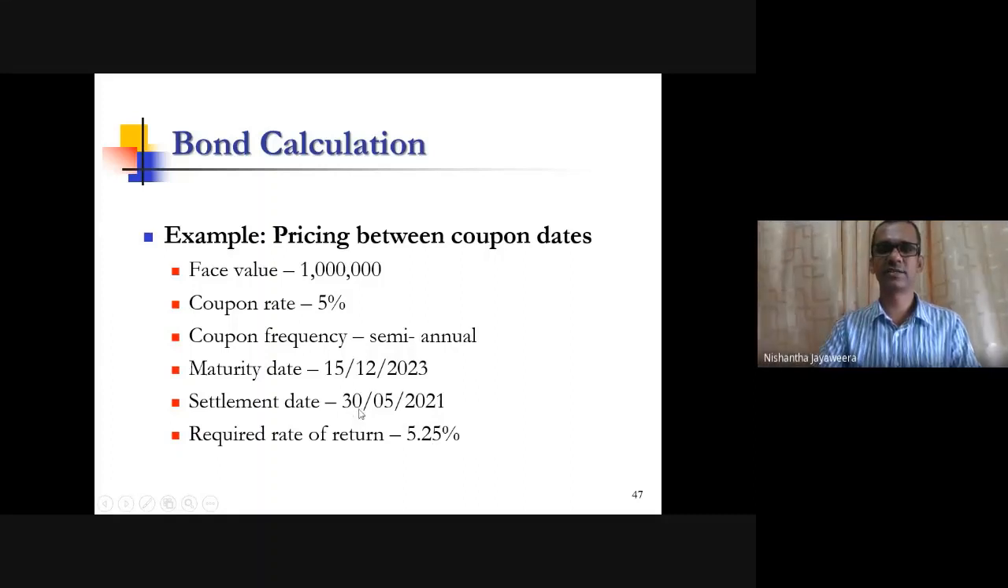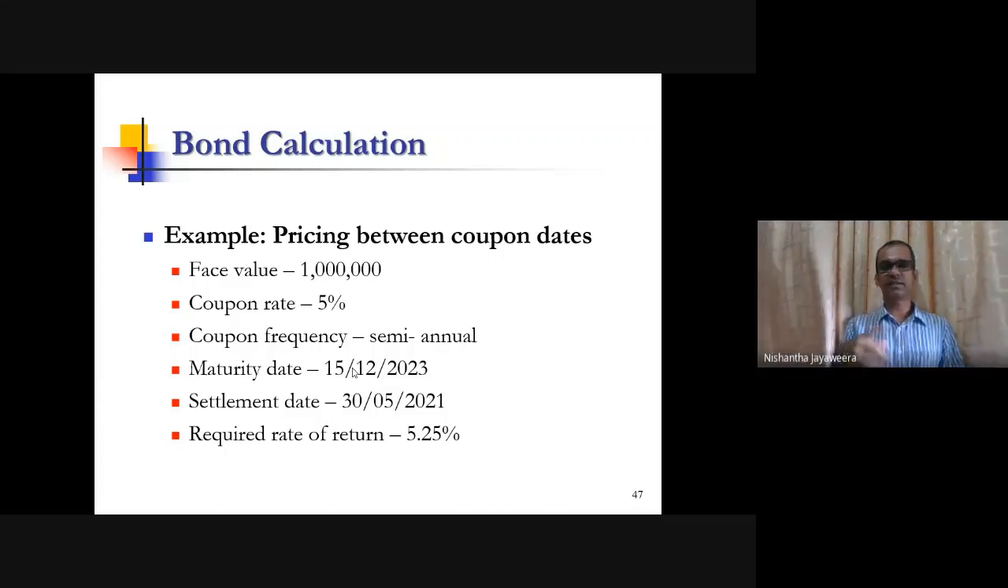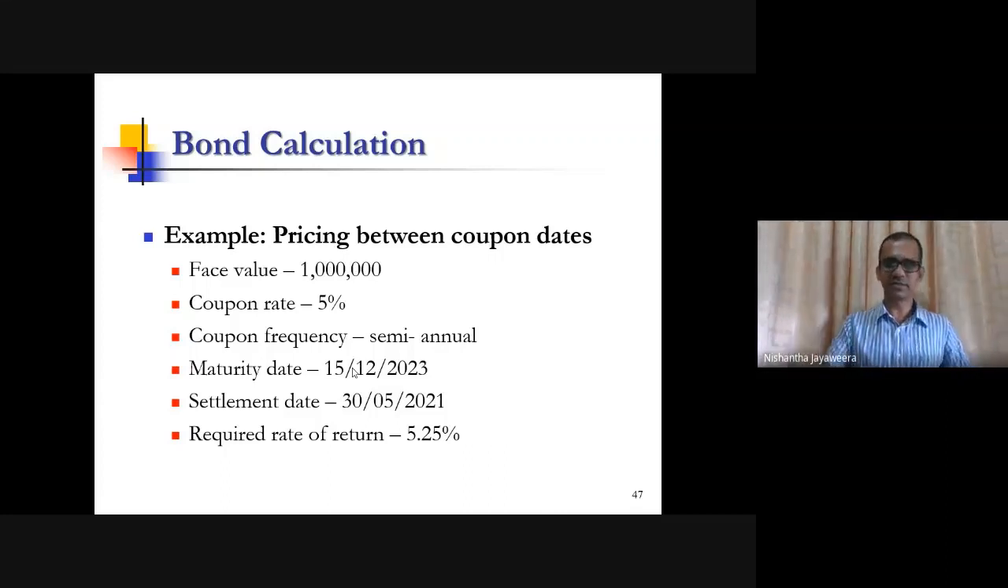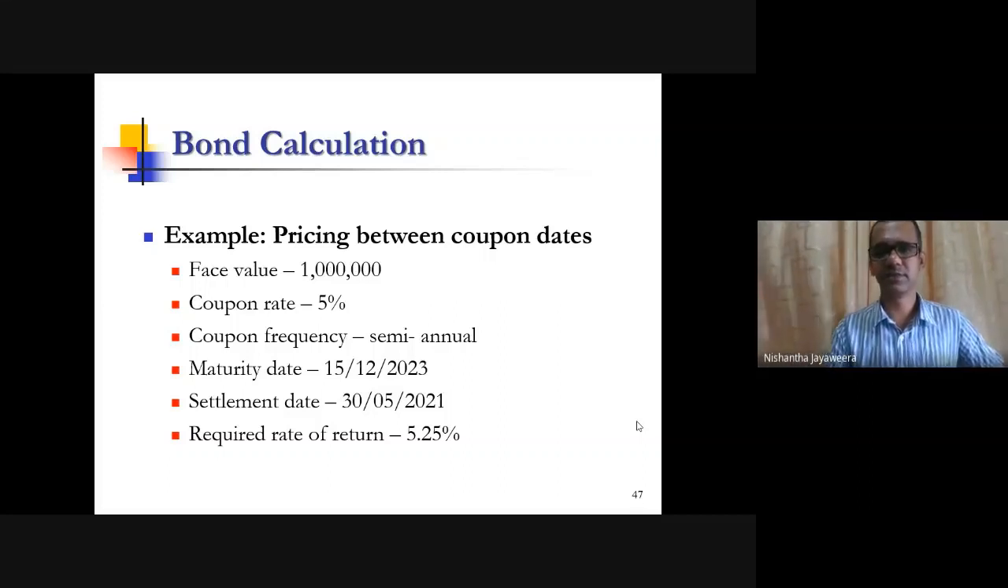Now you can realize the settlement date does not fall on a coupon date, because based on this semi-annual and this maturity date, the coupon date falls on every June 15th and December 15th. But the settlement date is on 30th May. So how do we calculate the price? Our basic concept is not going to change.